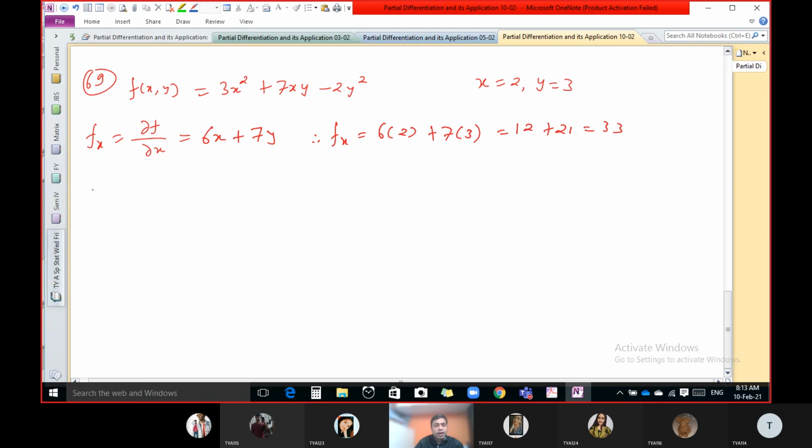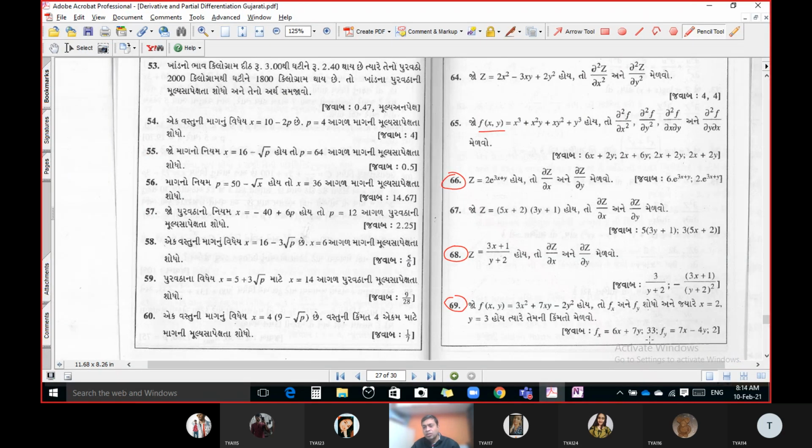Over. Now fy, that is the derivative of f with respect to y. Differentiate the original function with respect to y. 0 plus 7x minus 4y. And put the values. So 7 into 2 minus 4 into 3, that is 14 minus 12. So 2 is the answer. So it is a simple question. One is 33, another one is 2, that is the answer.